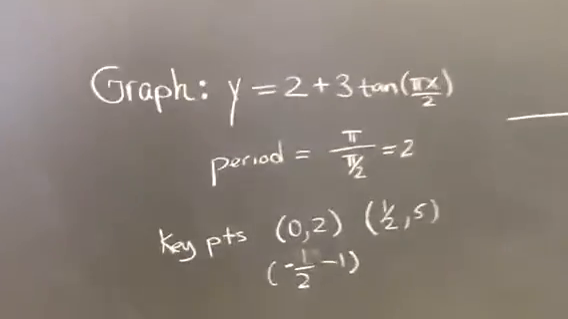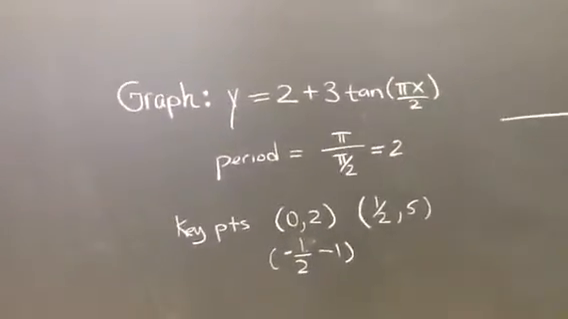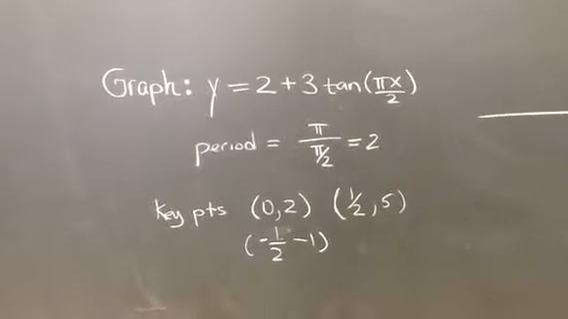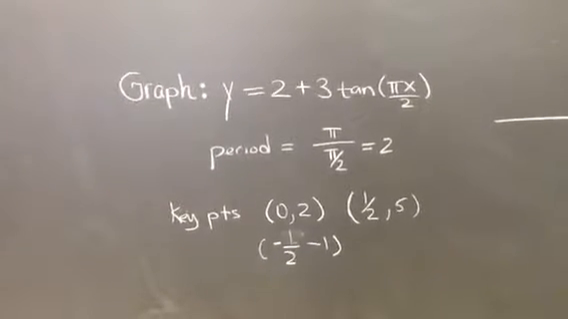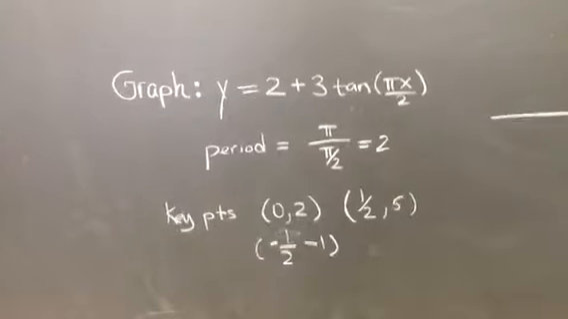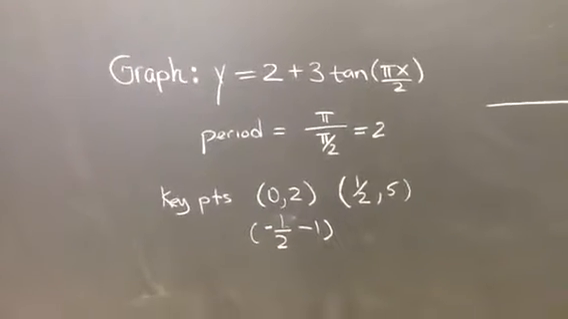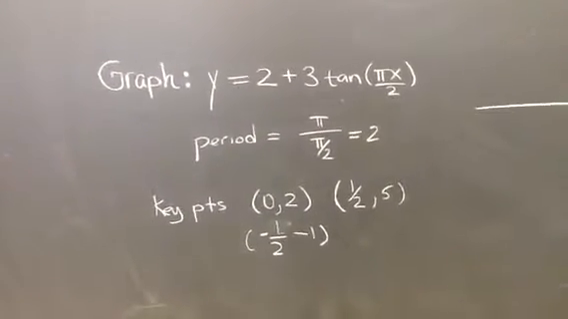So here's what I want to be able to do. I want to be able to graph this curve: y equals 2 plus 3 tangent of pi over 2 x. Let's talk about the transformations first before we go to the graph.